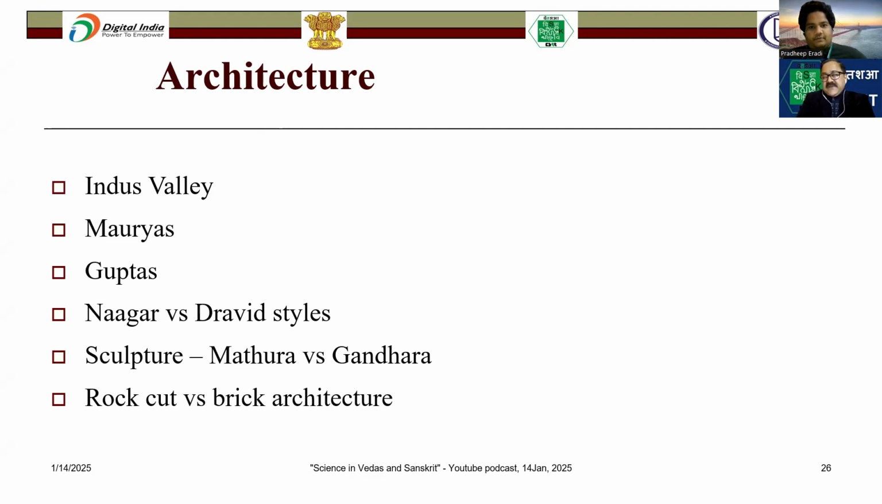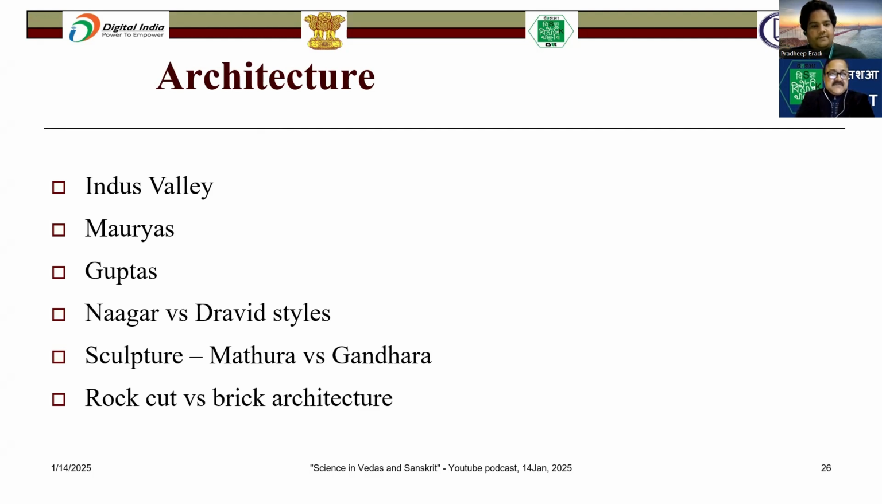The Gupta period was perhaps the highlight of the architectural marvels in India. And then there is the North Indian style of temple architecture versus the Dravid style of southern Indian architecture. And in sculpture, the important points are, if you go to the Mauryan period and a little later, Mathura versus Gandhar sculpture, and the statues of Buddha are very distinct in their facial expressions.